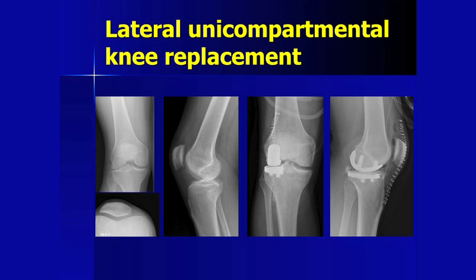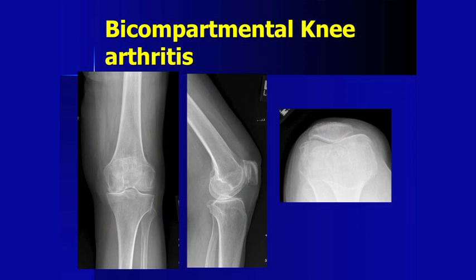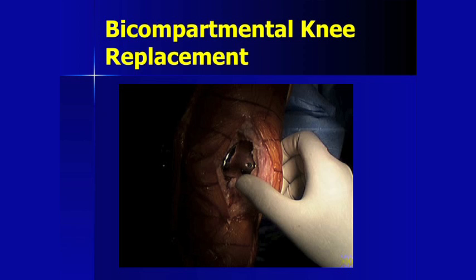So if you select the patients well, the survivorship of this is 85% at 15 years. A knee replacement's 90% at 20 years. So this doesn't work as well, but it still works pretty well, and it's much easier to convert this to a full knee. But if you tried to do this on everybody, your results would be a lot worse than a full knee. If you tried to do it on people who had arthritis that was beyond where this could solve it. This is the same thing being done on the outer part of the knee.